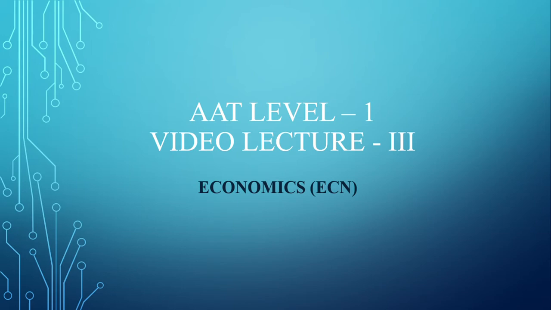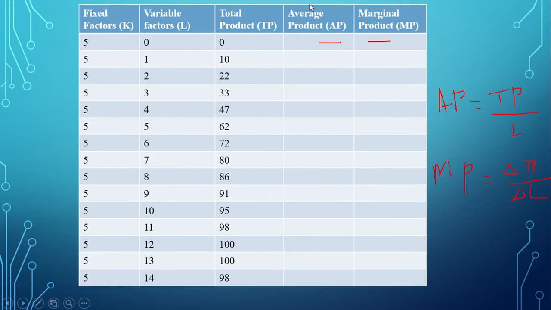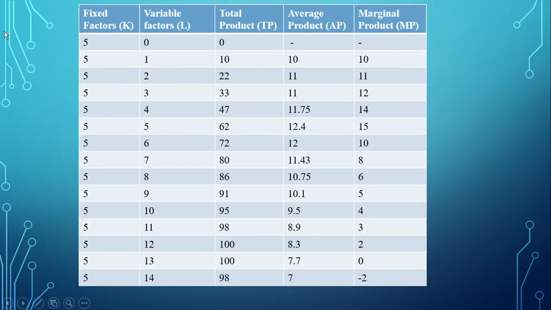Hello students. I think after the last class we studied the difference between short run and long run, and we started studying production theory. Under that we started doing short run production. So I think you all finished this table. If you finish this table, it would appear like this. You can check the answers with yours.